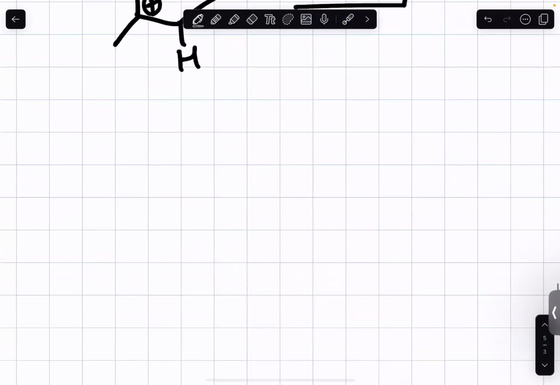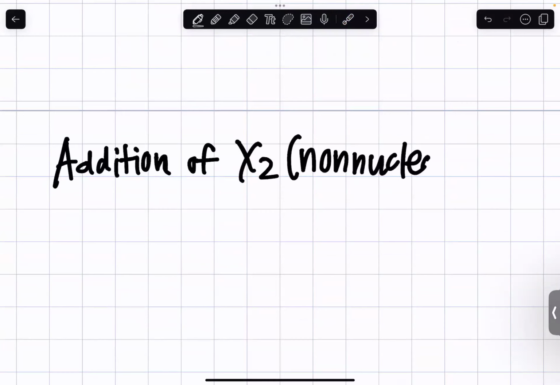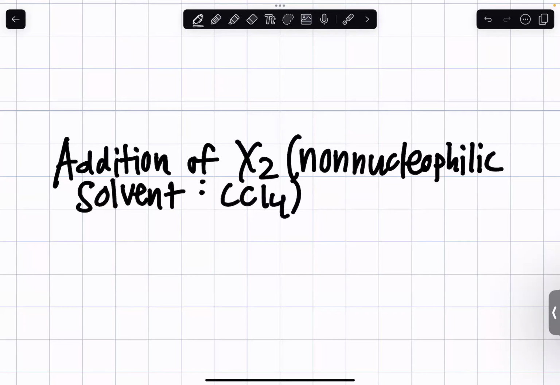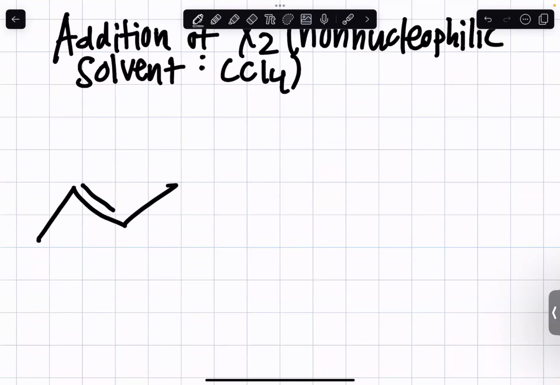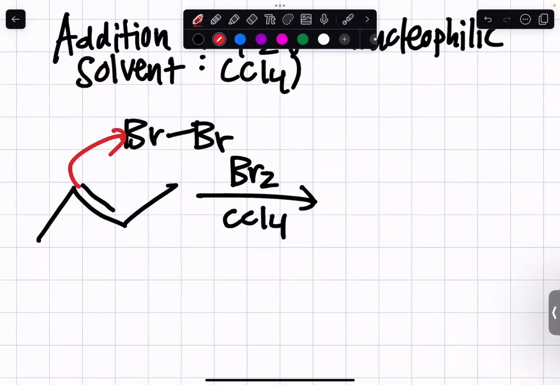So let's look at an example of that. Addition of X2 in non-nucleophilic solvent, like CCl4. So let's say we have this alkene here, and we put that through Br2, CCl4. The mechanism is something like this. I'm going to draw out the Br2 explicitly like that. The alkene here, one of the carbons is going to attack that X and then kick out the other X.